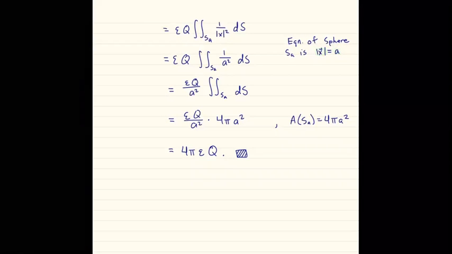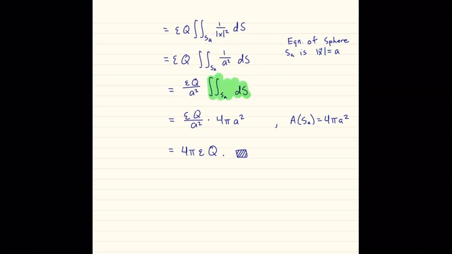And so we can substitute 1 over magnitude of x squared with 1 over a squared. So this is a constant with respect to this integral, and that also factors to outside of the integrand. And we end up with just the integral over this surface, S sub a. So really this is just the area of the sphere of radius a.